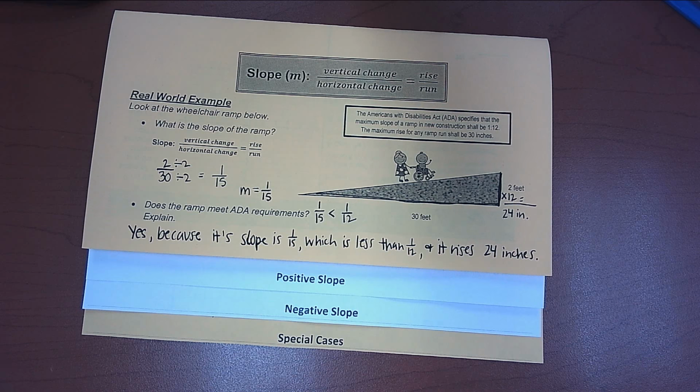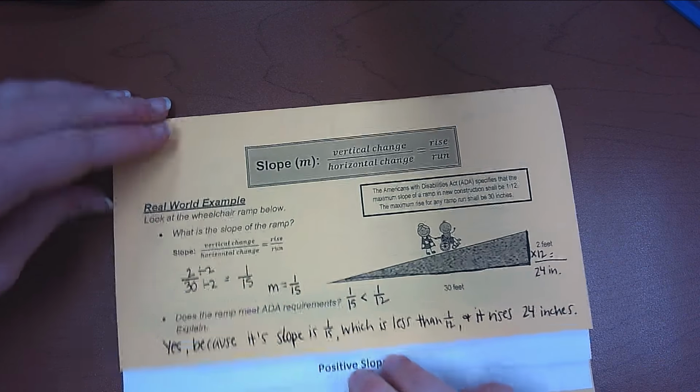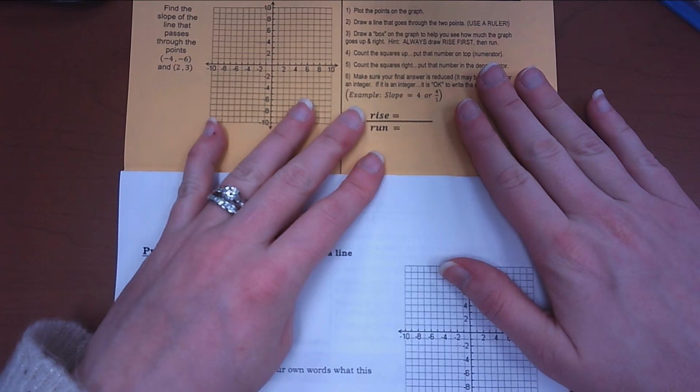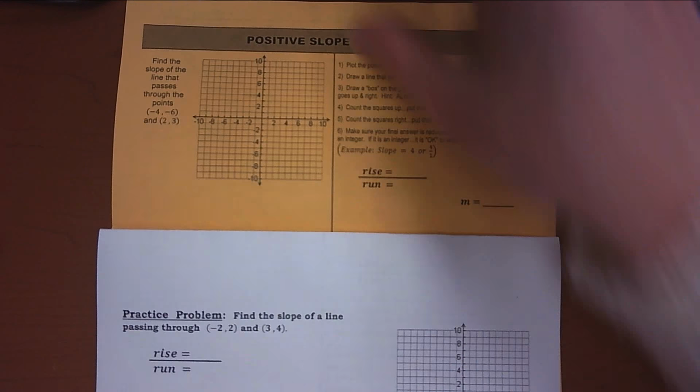So today we're going to be talking about slope not only in the real world, but we're also going to be talking about slope in graphs. So when you open up, the first thing that we're going to talk about is some positive slope examples, and that's what we'll do in the next video, is look at those examples of positive slope.